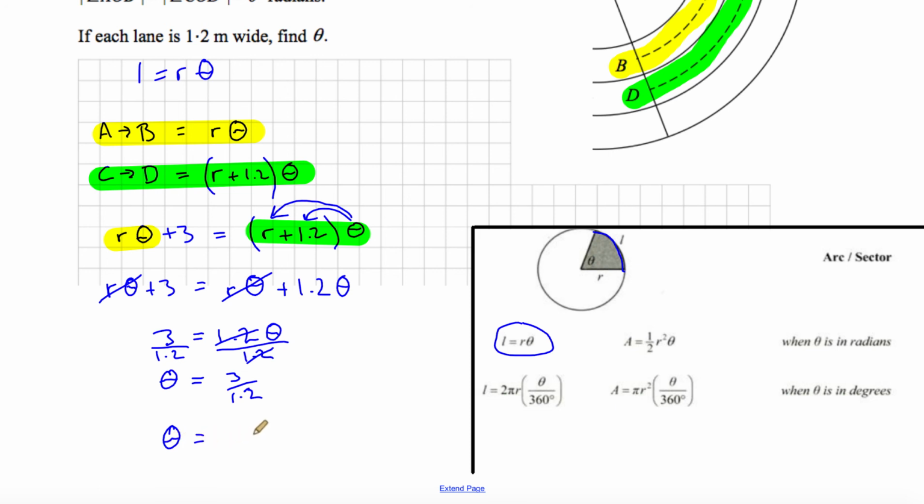So 3 divided by 1.2, that gives me 2.5, and that's with theta in radians, because this is the formula I used, which has theta as radians. So my units are radians. Radians is just another measure for an angle. It's a different unit to degrees, but it still measures angles. So that's the end of part B and the end of question number 2.